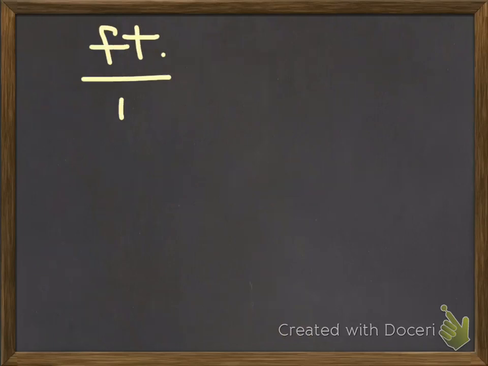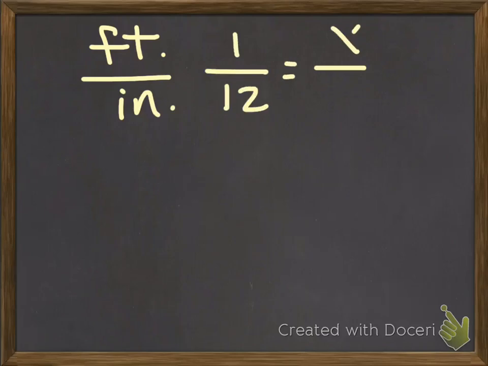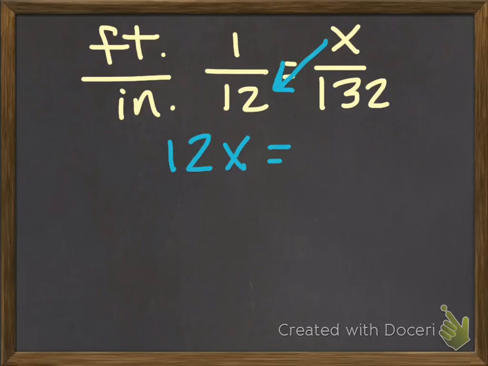Now I'm going to solve the proportion the same way that we have solved proportions for other types of problems. I'm going to cross multiply 12 times X and 1 times 132. So now I have a one-step equation. 12x is equal to 132. To find the value for x, I'm going to need to divide both sides by 12.